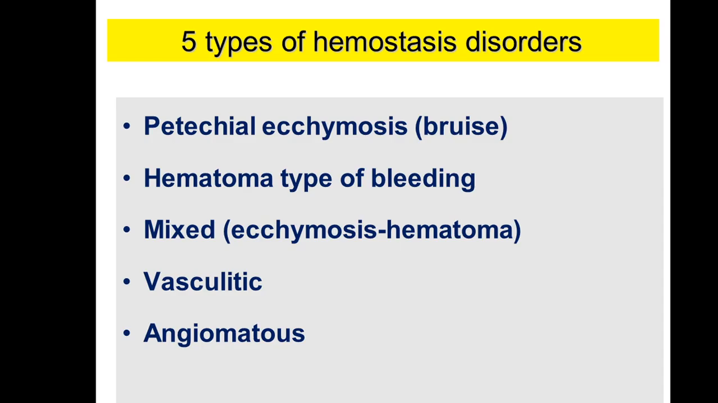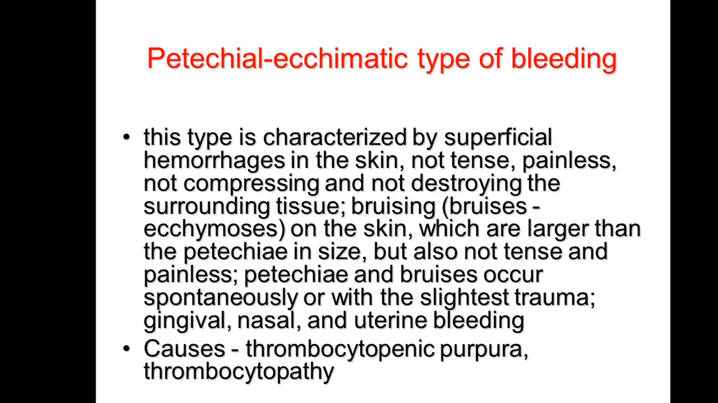And let's discuss hemostatic disorders. There are 5 types: petechial-ecchymotic, hematoma type of bleeding, mixed ecchymosis and hematoma, vasculitis, and also angiomatous. Let's start from the petechial-ecchymotic type of bleeding.